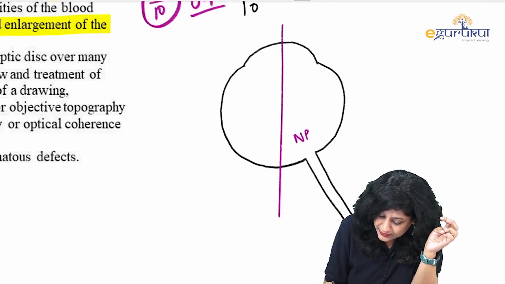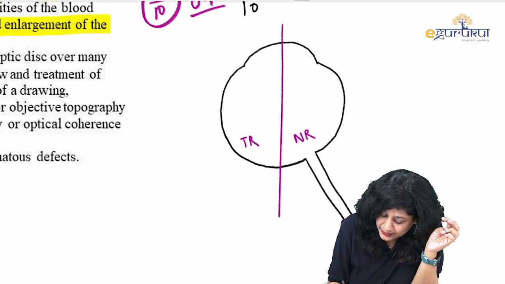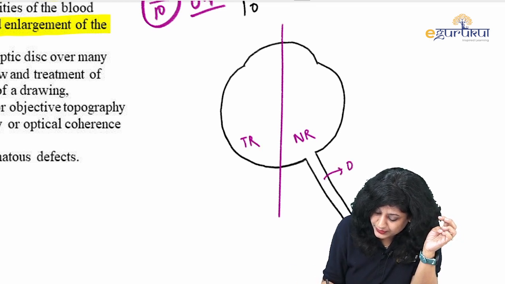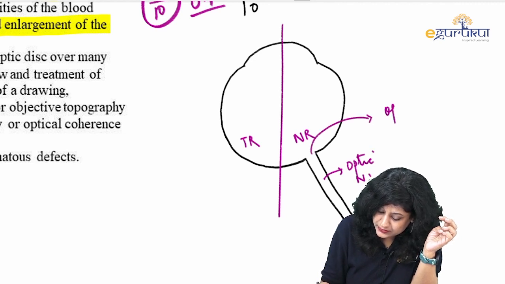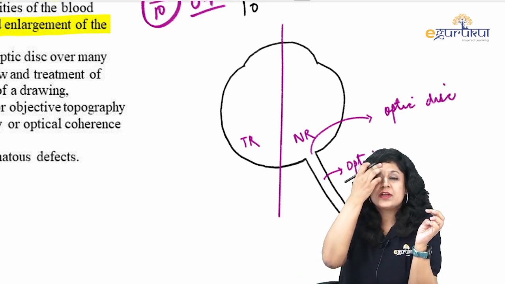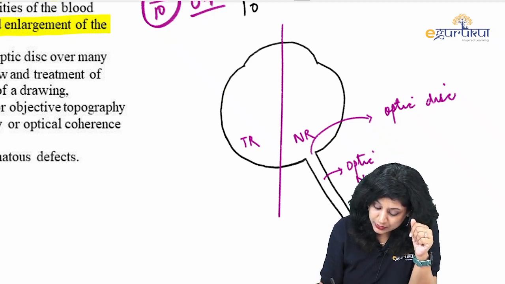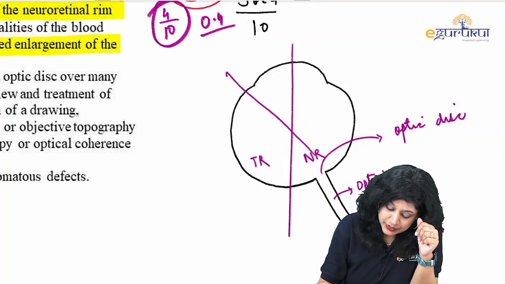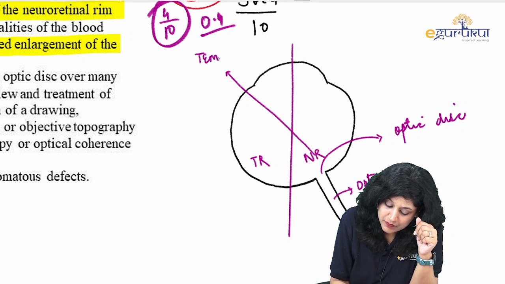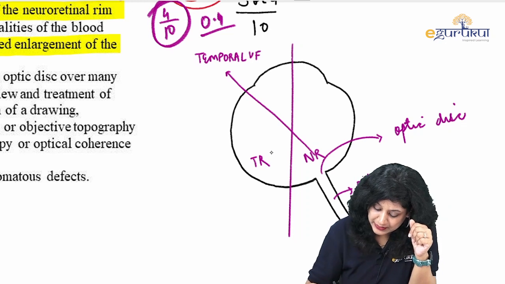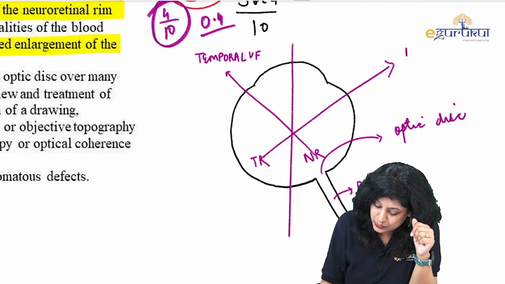This is your nasal retina and this is your temporal retina. Now this is your optic nerve, right? Now this part is your optic disc. Optic disc is nothing but the optic nerve head which you are seeing from the front, and this area is a hollow which is not forming any image. Now this nasal retina will correspond to the temporal visual field, while temporal retina will correspond to the nasal visual field.